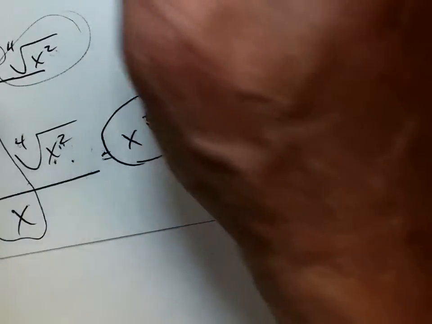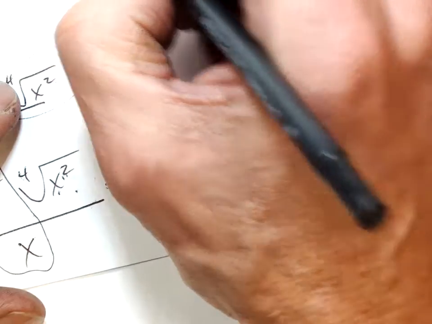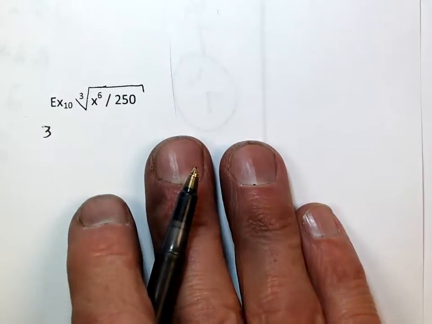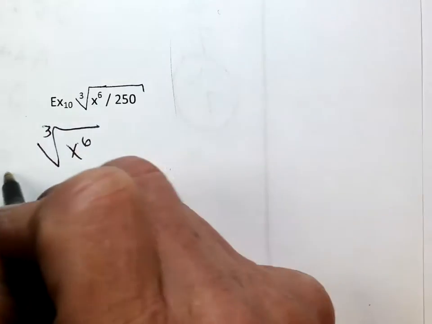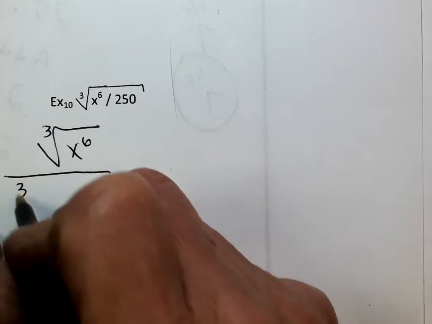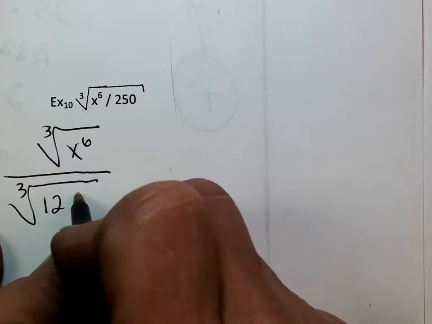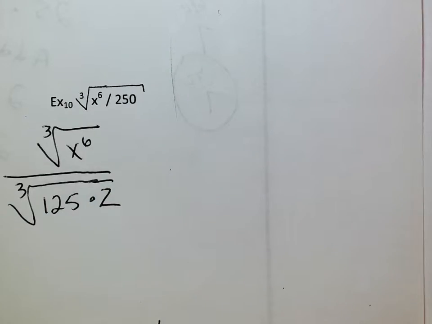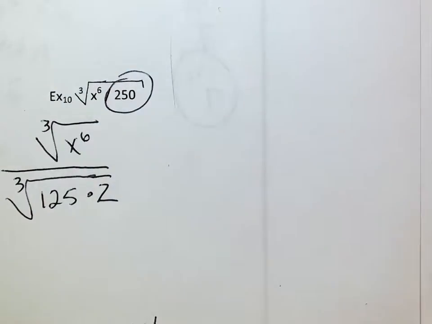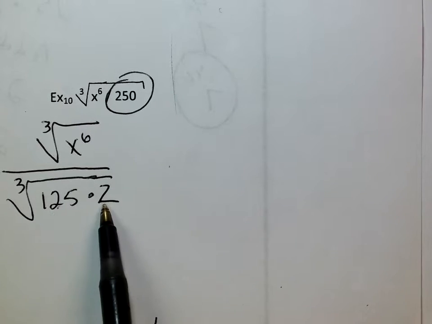Okay, last problem. So, let me rewrite this as the cube root of x to the 6th over the cube root of 125 times 2. 250, let's write 250 as 125 times 2. Now, why would I make 125 times 2?